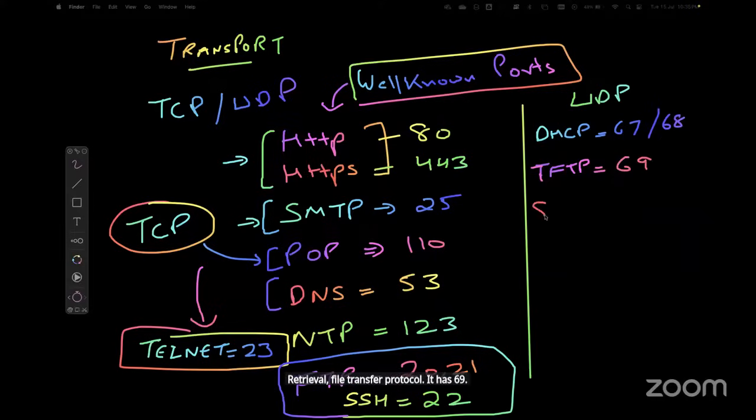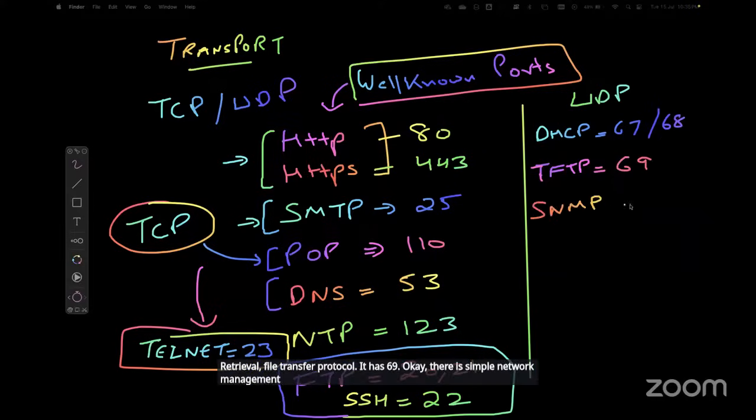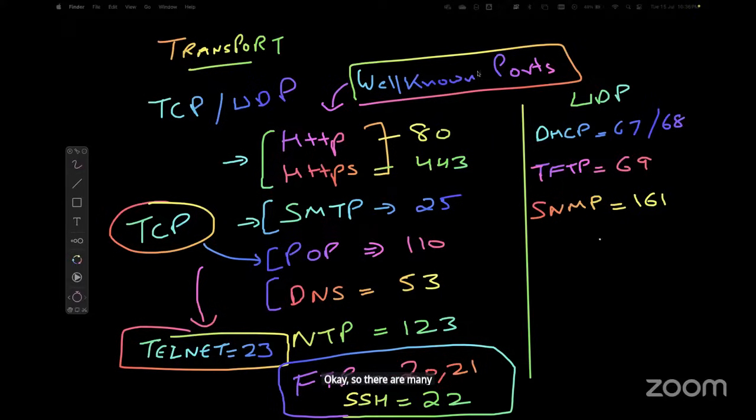Okay, there is Simple Network Management Protocol, SNMP, which is 161. Okay, so there are many. So I'm just writing out some common ones. There are hundreds of these. ICMP is not a port number.